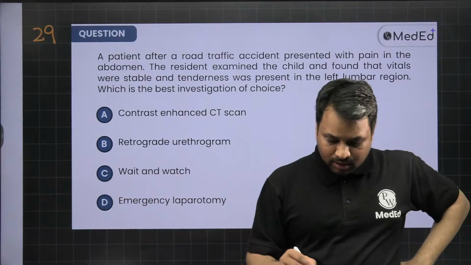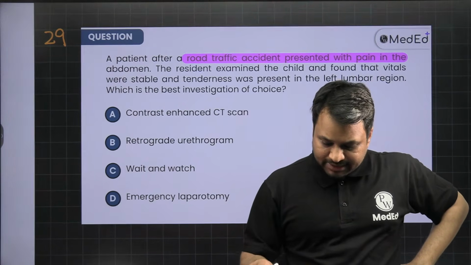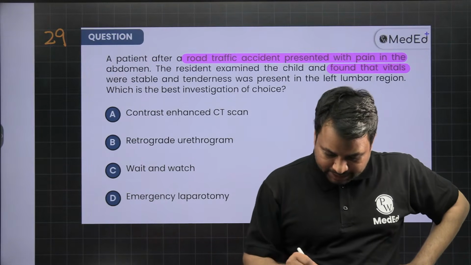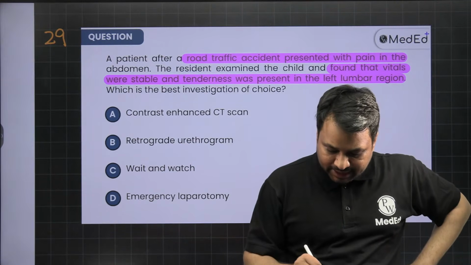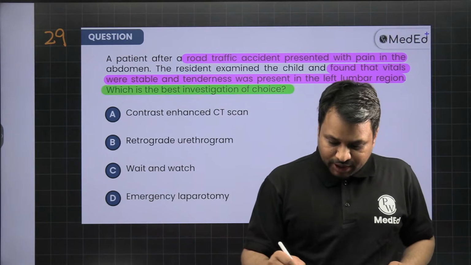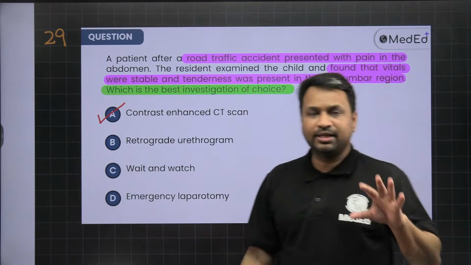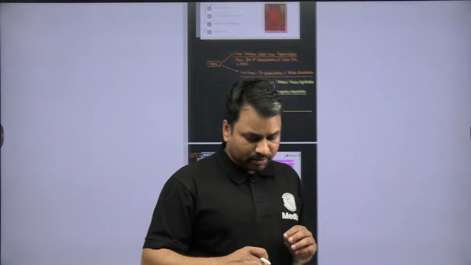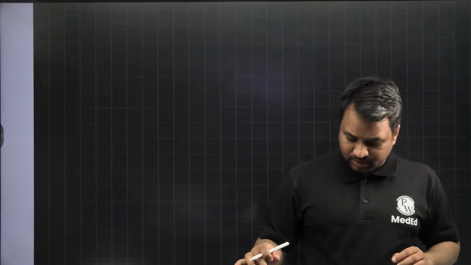Question number 29. A patient after a road traffic accident presented to you with pain in the abdomen. The resident examined the child and found that the vitals were stable. Tenderness was present in the left lumbar region. What is the best investigation of choice? So here, for all traumatic conditions of the abdomen with hemodynamic stability, the answer is going to be CECT abdomen. We've already discussed it before, nothing spectacular about it. So the answer here is going to be A.